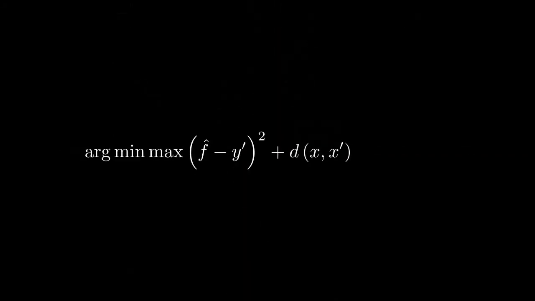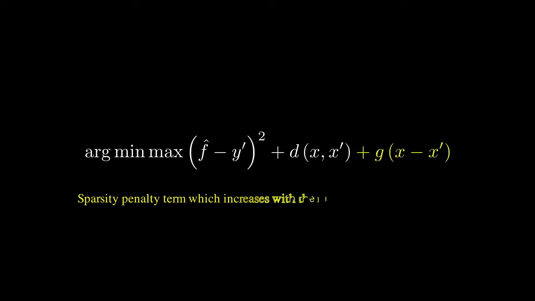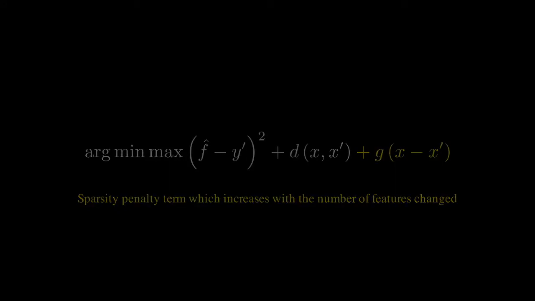Formally, we can expand on the previous validity property, shown here, by adding a new term, and this term is a sparsity penalty, which increases with the number of features changed.